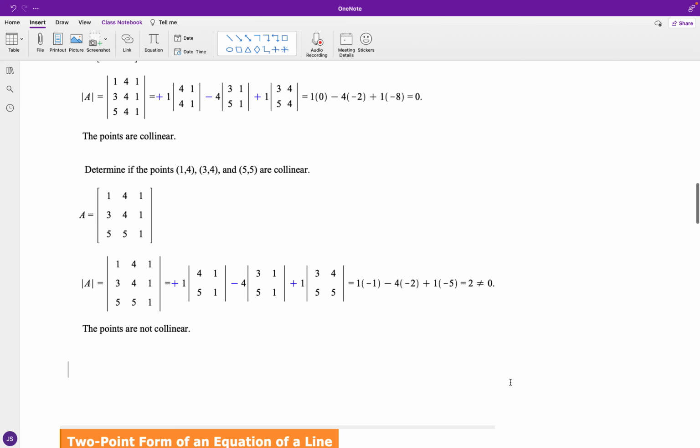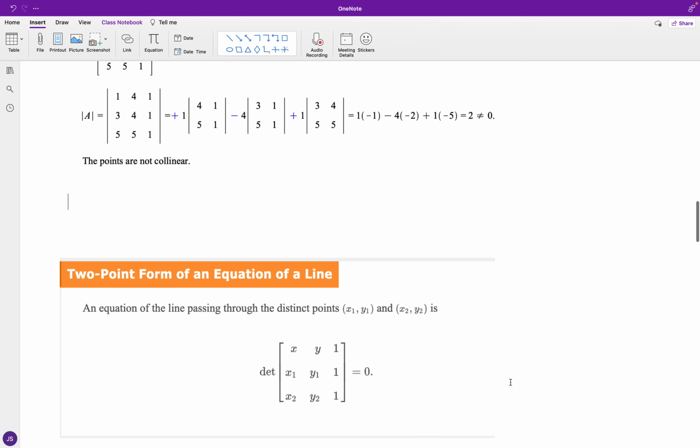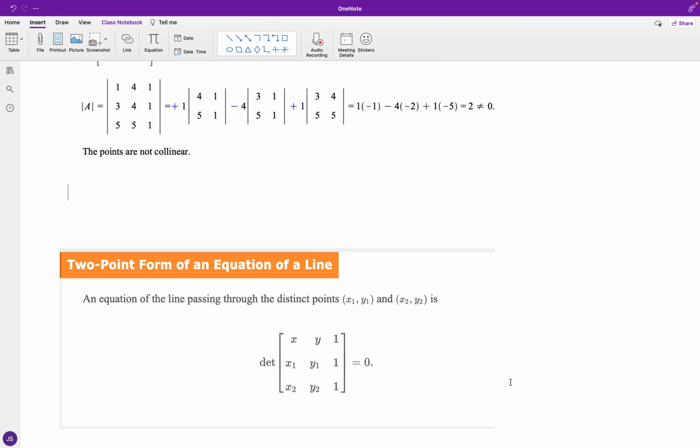All right, now for the next item, we have the 2-point form of an equation of a line. There have been topics, say in Math 171, where you're looking at the determination of slope and the point-slope form of the equation of a line, leading to the slope-intercept form, and that can also be written in standard form.